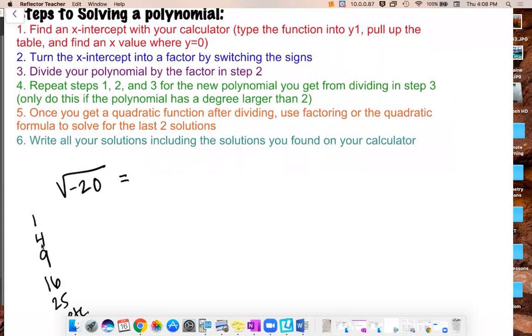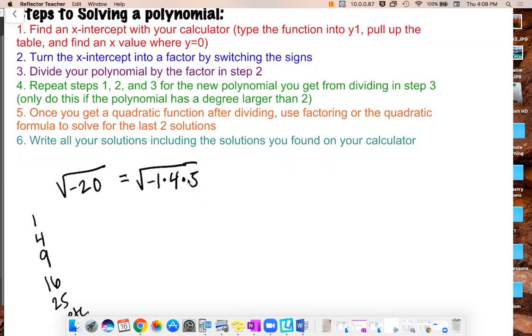Well, I know that 4 divides nicely into 20, so I can break this into negative 1 times 4 times 5, because 4 times 5 gives me 20, times negative 1 is negative 20. So this is still equivalent, but I know I can do the square root of these because the square root of 4 is a nice number. I can't do the square root of 5, so that gets stuck.